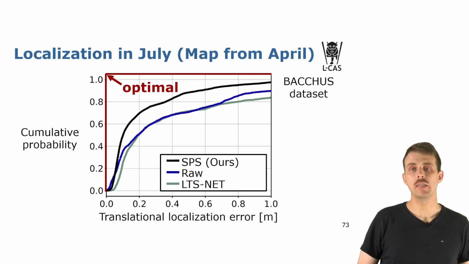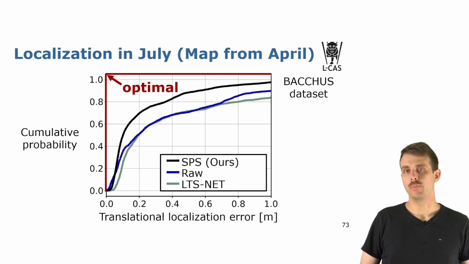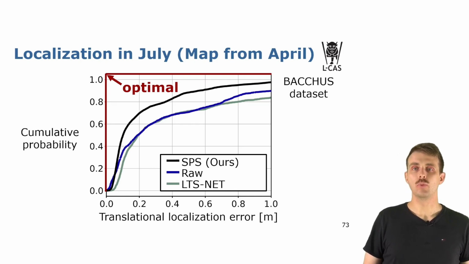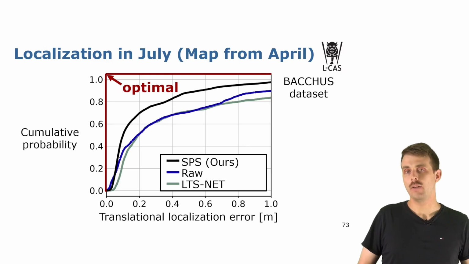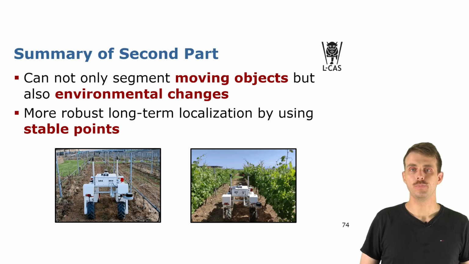And first we can see a baseline in green, LTSNet, which is filtering out stable points based on their appearance. But since this was trained on data up to June, it is not able to generalize to how unstable points, so how the plants look like in July. So in this case the result is even a bit worse than just using the raw data in blue, where we do not filter anything. And our approach in black, since it can filter out these unstable points, it improves the overall localization result.